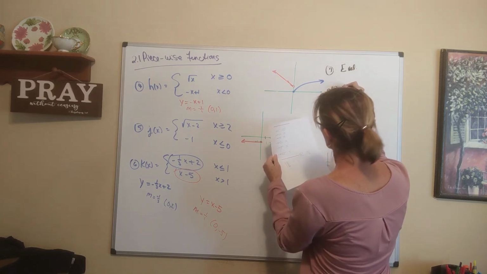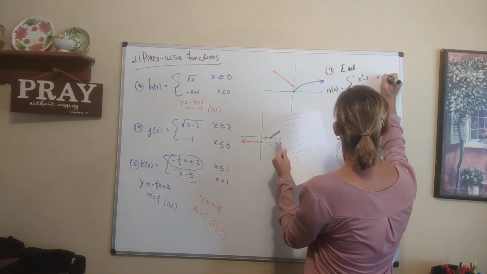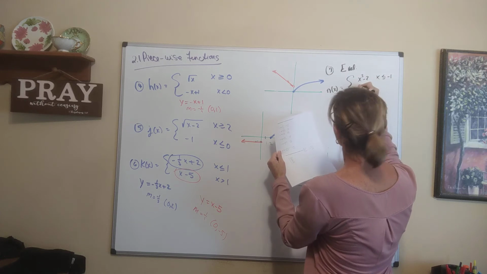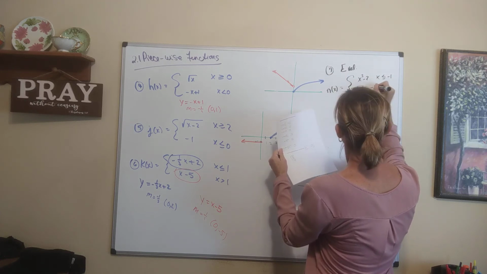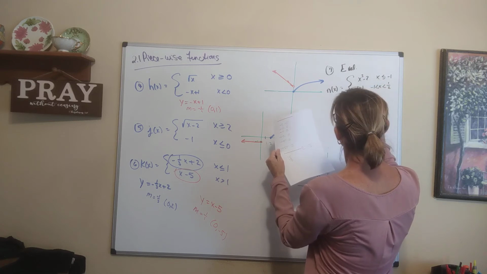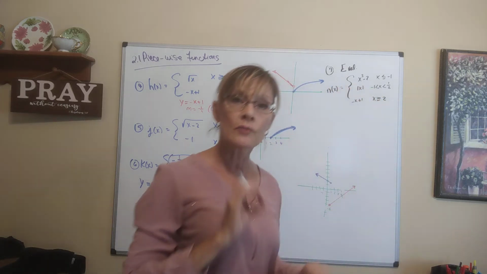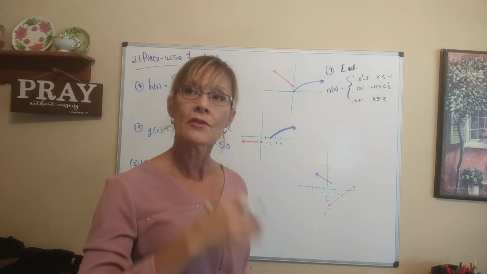N of x is equal to x to the 3rd minus 2 for x is less than or equal to negative 1. The absolute value of x for negative 1 is less than x is less than 1/2. And negative x plus 1 for x is greater than or equal to 2. Okay, we don't have to graph this, but we do have to interpret it for different values of x.